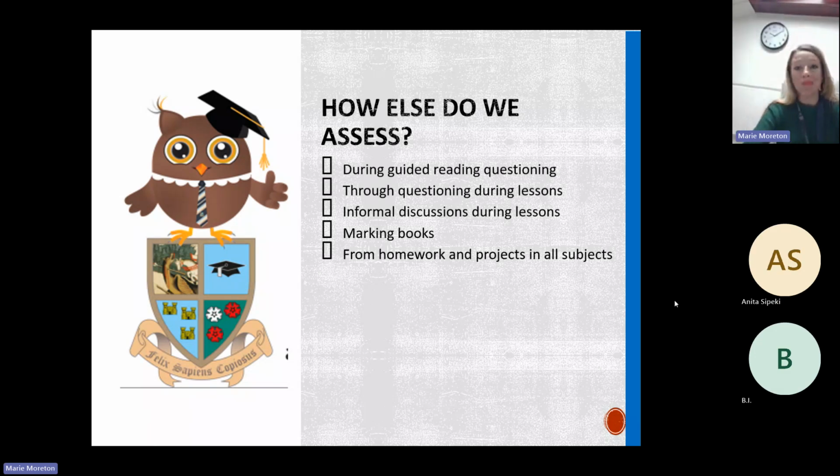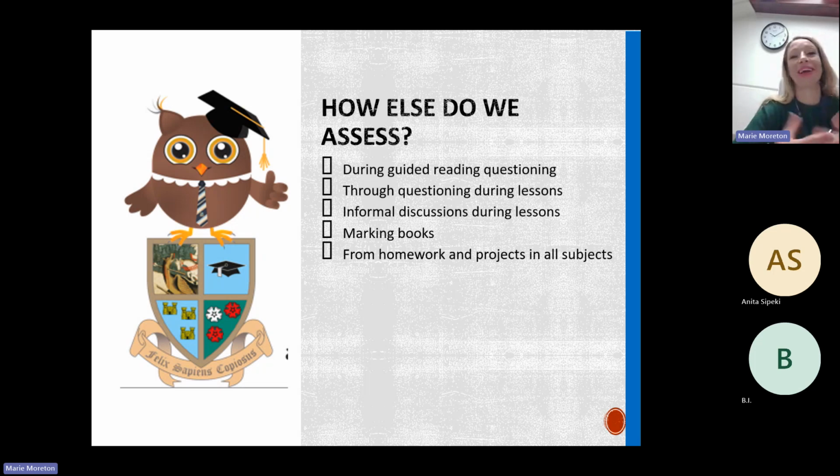Yeah, we mark the children's books, so we will look at the written learning the children have done. Usually we prefer to mark the books within the lesson, because if we wait until after the lesson, it's a lot harder for the children to fix things. It's easier for them to make instant adjustments based on feedback within the lesson. We find that learning happens better when the children receive instant feedback.